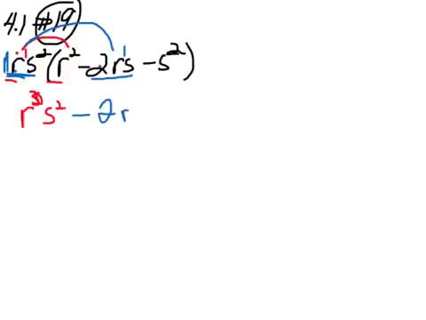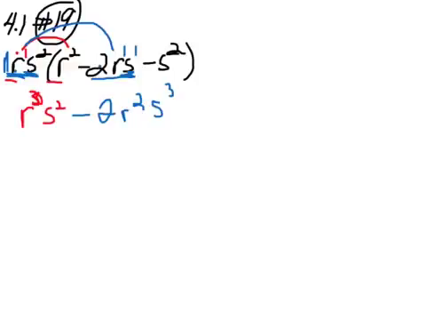I have r squared. And then I've got s's. I've got 2 s's out front, and then I've got another s here that I just put that little mark on to remind me that that's 1 s. So I'm going to write my s down. I'm going to add the exponents. 2 plus 1 is 3.